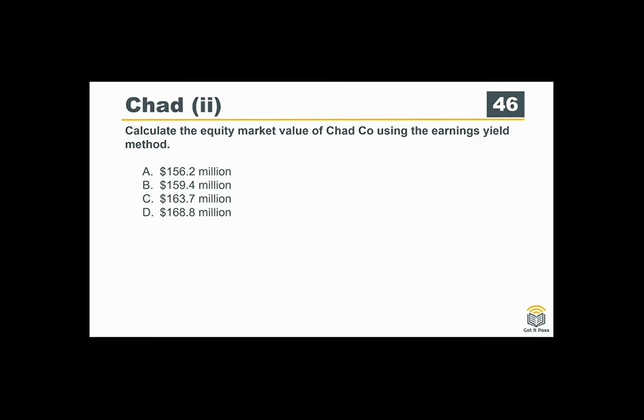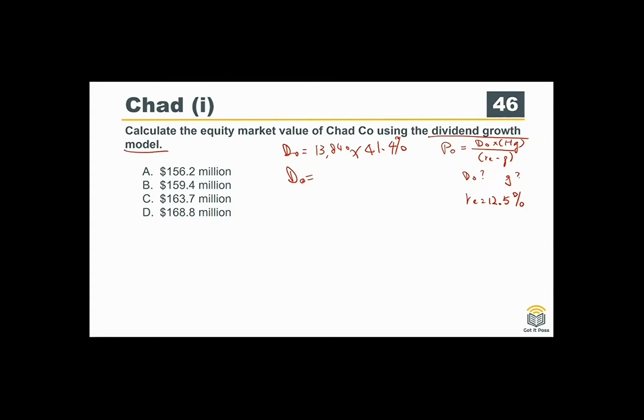So D0 is 5,729.76. Maybe we just round up to 5,730.